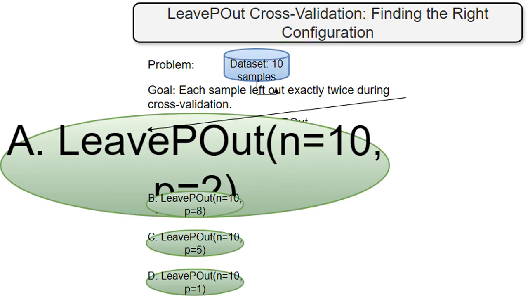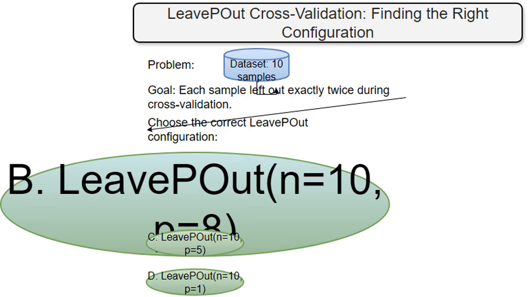This option is similar to option A. N is still 10, but P is now 8. This looks different, but mathematically, it is equivalent to leaving out 2 samples. Similar to option A, it's like looking at the same coin from 2 different sides. The group left out is 8 samples, but it implies that 2 samples are used for training.